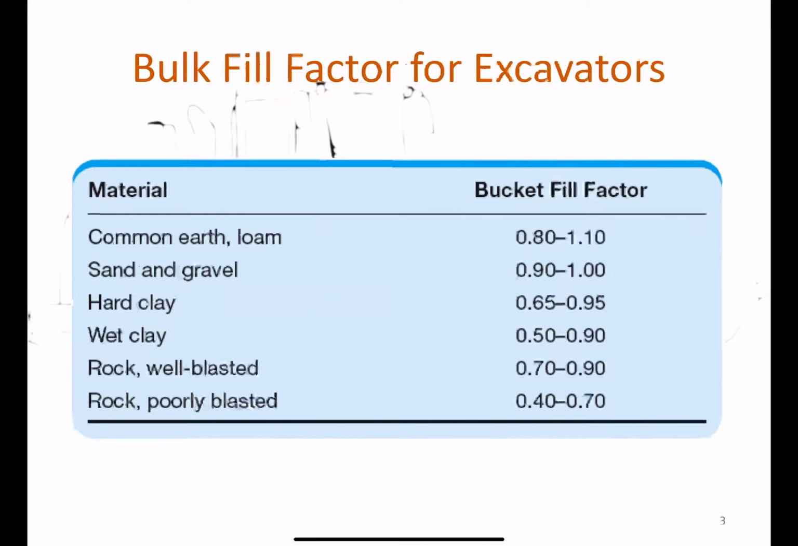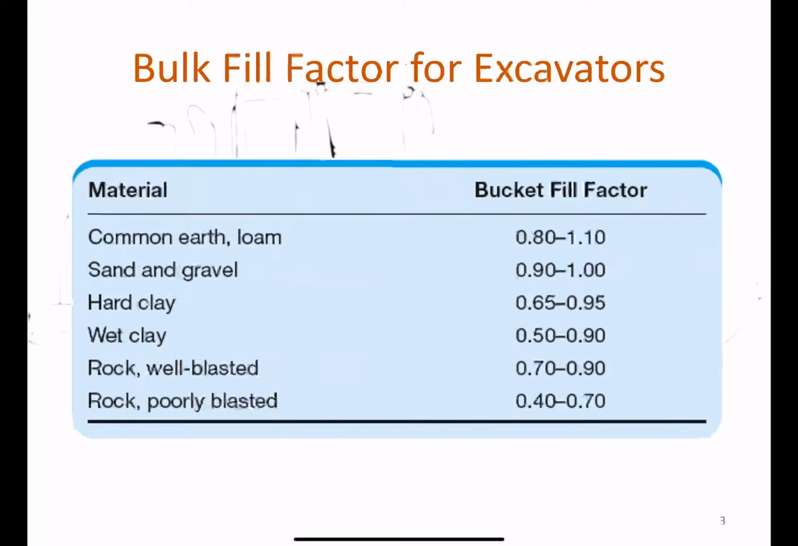So here, as you can see, is the bucket fill factor for an excavator, and it depends on the material. Like common earth, you have 0.8 to 1.1, sand and gravel 0.9 to 1, etc. Hard clay, wet clay, rock well blasted, and rock poorly blasted. So all of these have a bucket fill factor, and they give you a range.